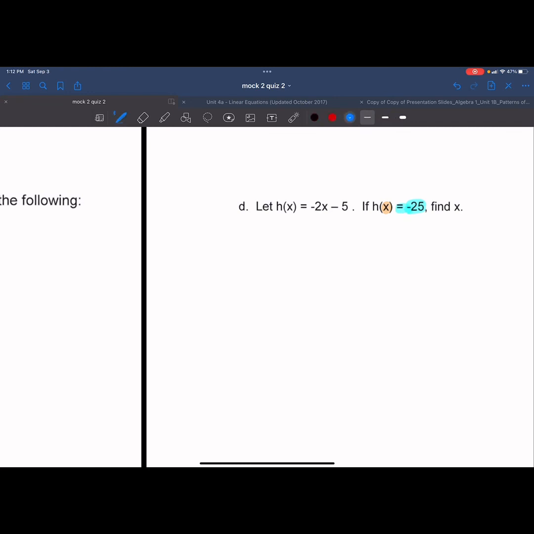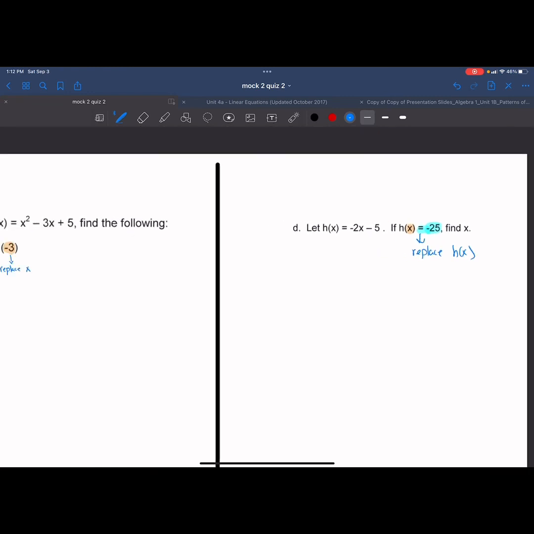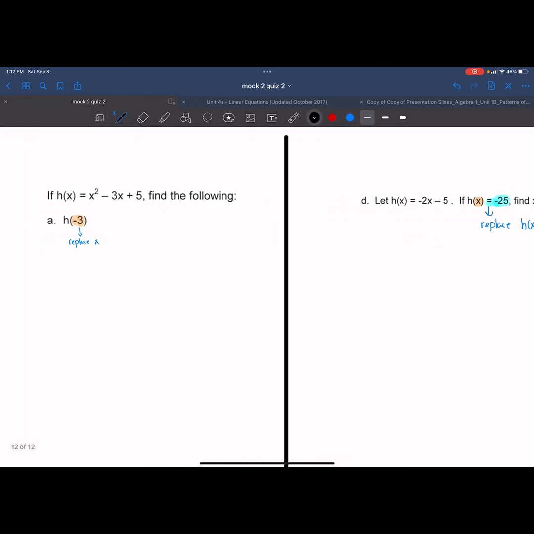So if you see it like this, you're going to replace h of x. Sometimes it'll be f of x, g of x, it doesn't really matter. Whatever it is, you're going to replace it. So let's set it up. On this side, we have negative 3 squared, but instead of writing x now, we're going to put negative 3. And we have minus 3 times negative 3, and it's plus 5.